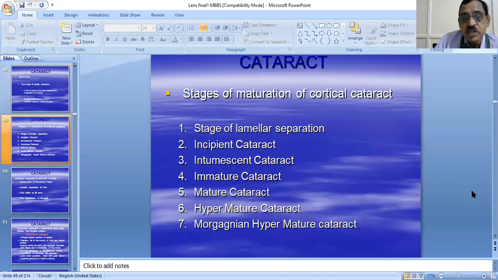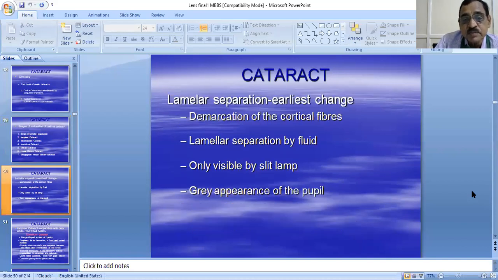The stages of maturation of cortical cataract, I have already mentioned: stage of lamellar separation, incipient cataract, intumescent cataract, immature cataract, mature, hypermature, and Morgagnian hypermature cataract. In lamellar separation, the earliest change is demarcation of the lens fibers. The lamellae are separated by fluid, and it can be seen only with the slit lamp, not with a loupe and torch. The pupil will appear gray colored.